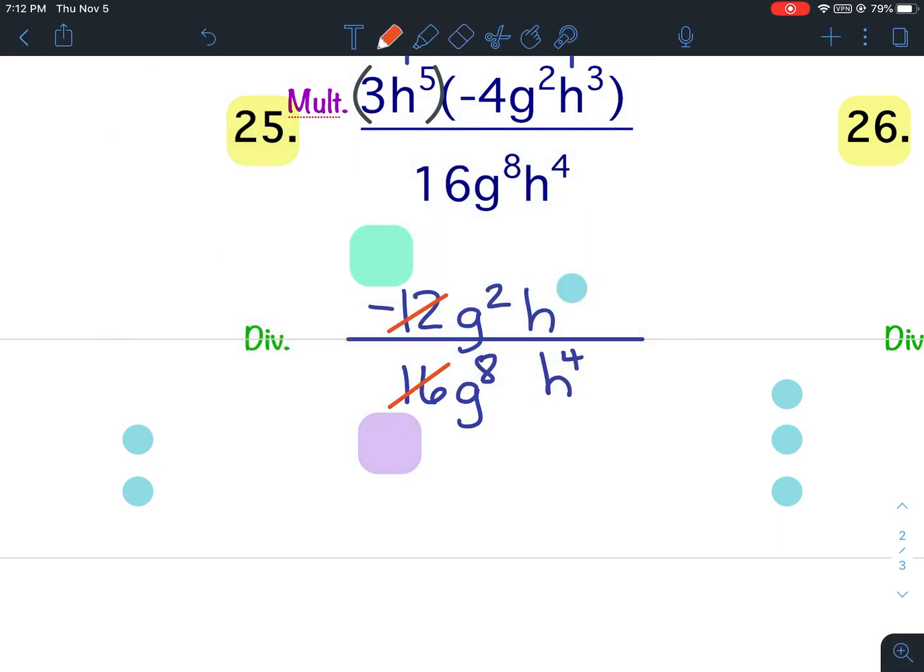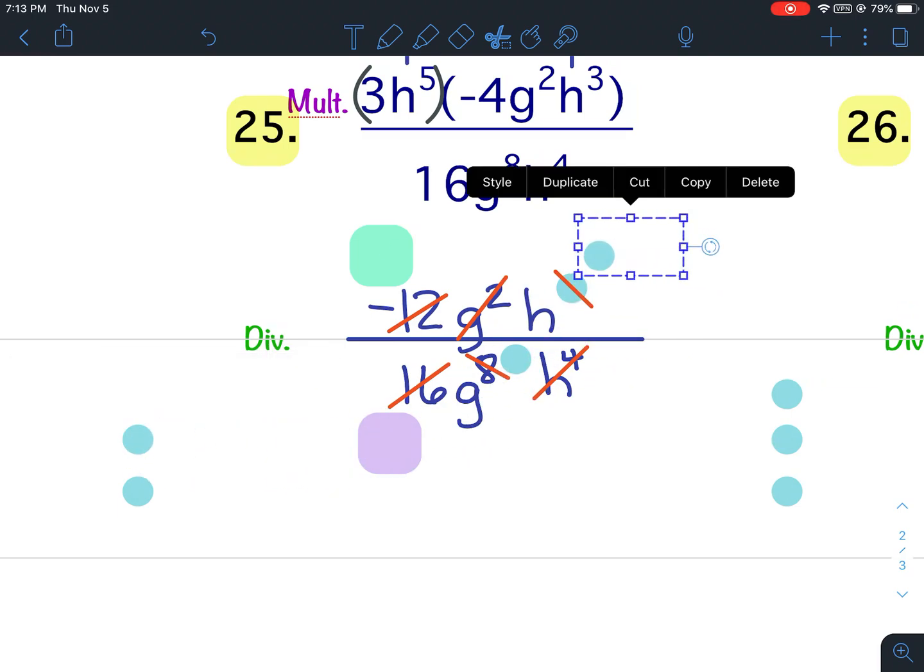For your g terms, g to the second has the smaller exponent. Cross out the 8. Remember, you subtract when dividing. So subtract to find your new exponent. For the h's, I will tell you that the h to the 4th is the smaller exponent. So whatever you got up here, you'll have to cross it out. And then you will subtract to get that exponent.